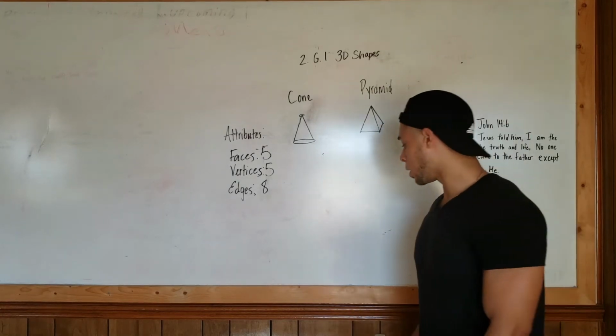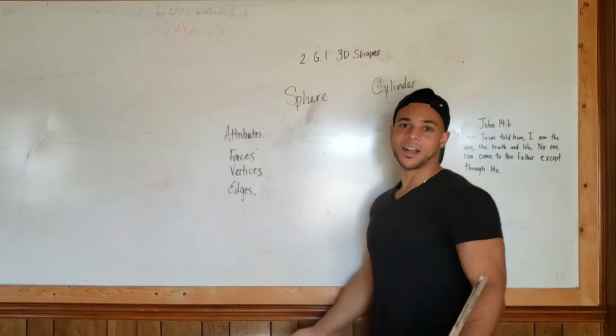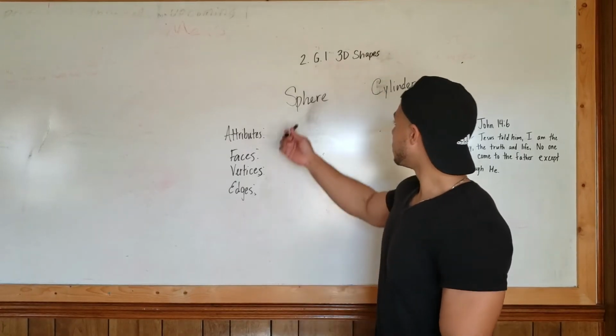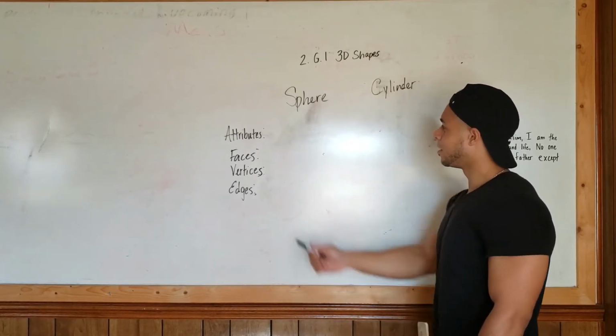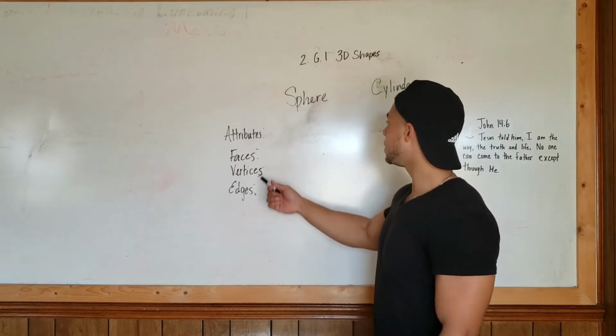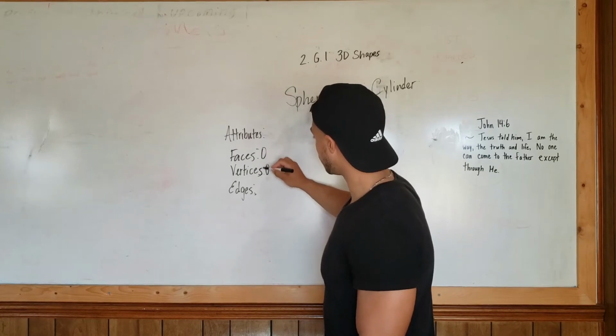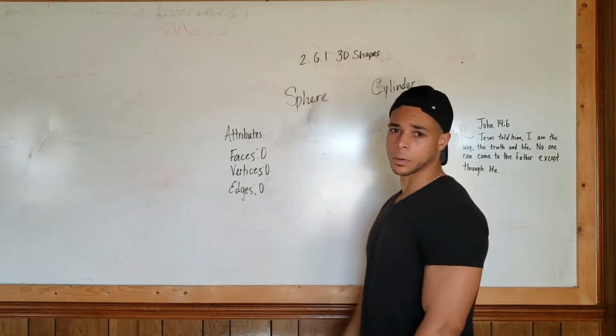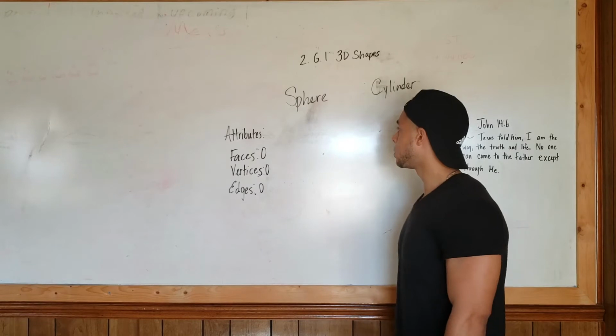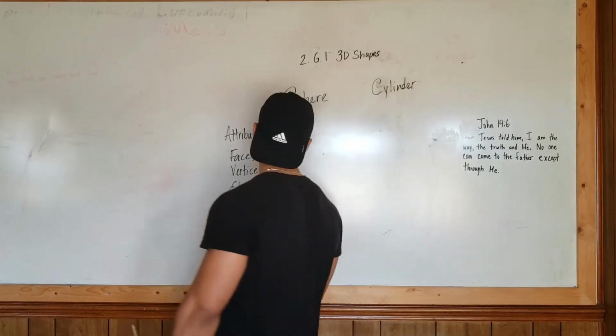Let's go on to your next 2 shapes. All right, your last 2 shapes that we're going to go over are your sphere and your cylinder. Your attributes for your sphere, easy. If you remember from your last video, attributes for your sphere are 0, 0, and 0. Anytime you're holding a ball or anything, that's going to be in the shape of your sphere. So we're going to start.